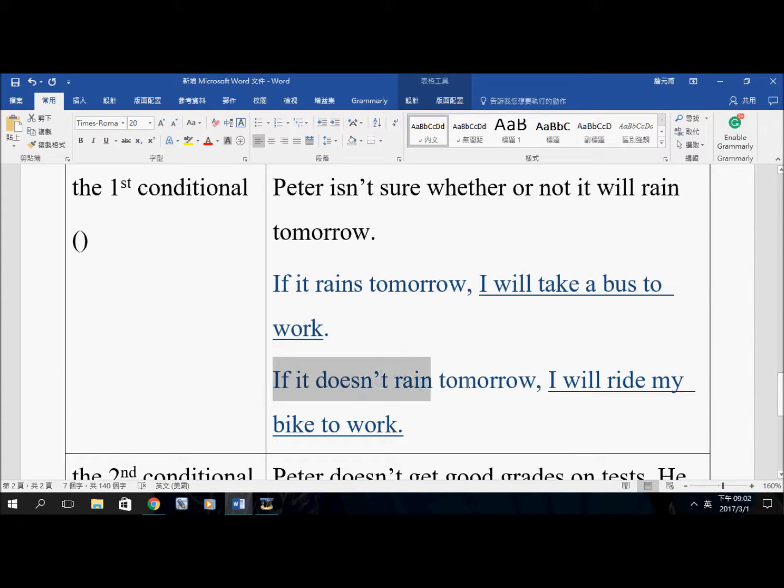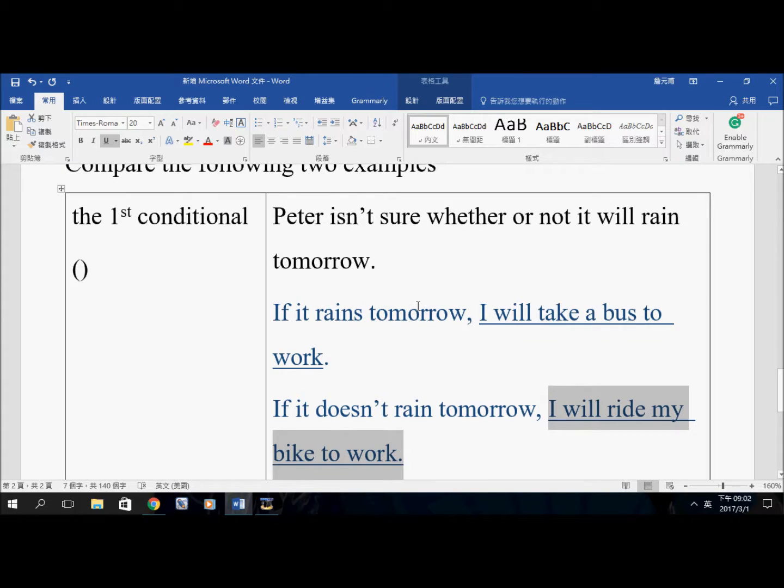Now, if it doesn't rain tomorrow, situation number two, I will drive my bike to work, and this is what I will do if it doesn't rain tomorrow. So you can see that for the first conditional, we are talking about what we will do in the future, part of a future movement, a future step, a future plan. And actually, we are making a choice.